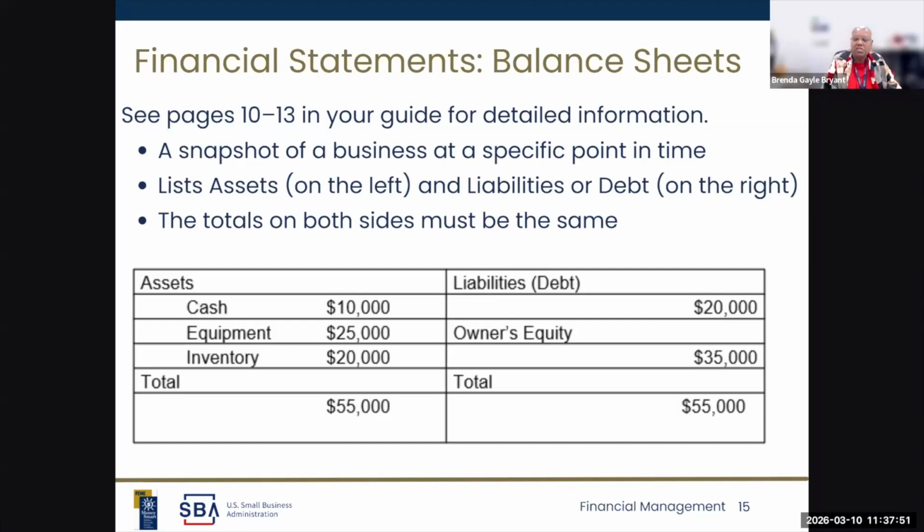Liabilities are looked at as things we owe. So if I borrowed money from somebody, I owe them that money to pay it back. So that would be a liability. If I have employees in my company, I owe them their salaries.